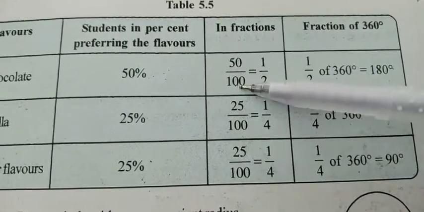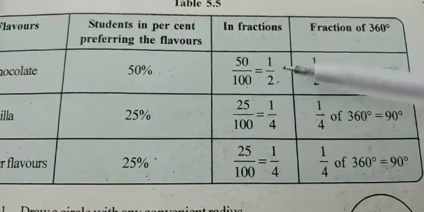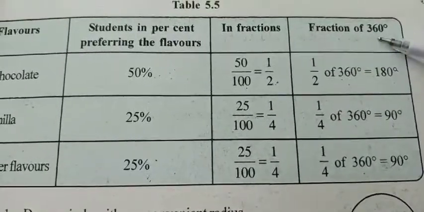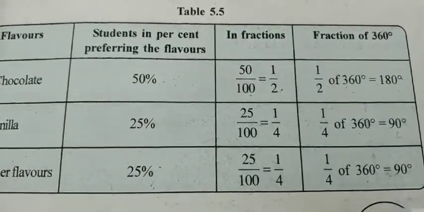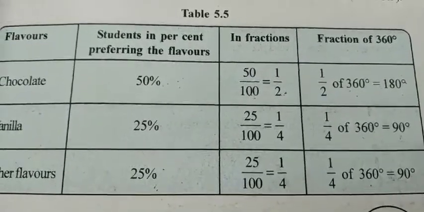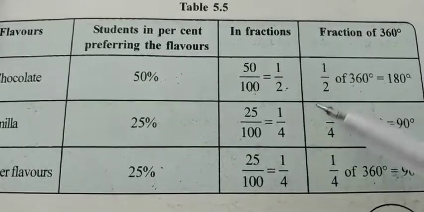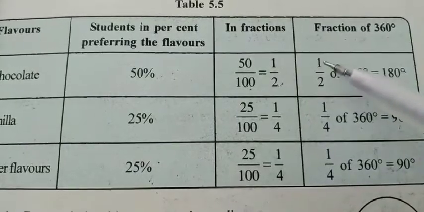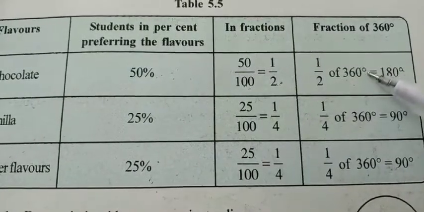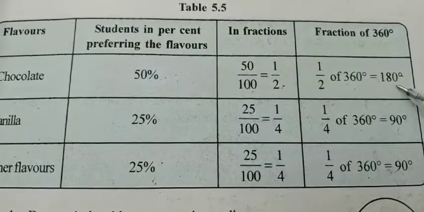50 upon 100 reduced is 1 upon 2, and this fraction has to be converted into degrees because we have to plot it in the pie chart. So you require the angle. So converting 1 upon 2 into degrees from 360, what will you do? 1 upon 2 multiplied by 360. 360 divided by 2, you get 180.